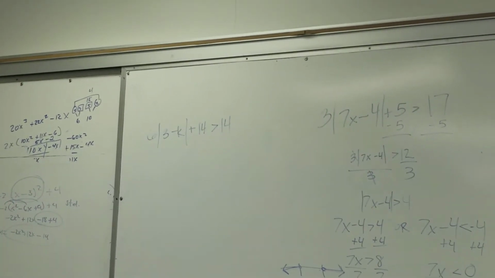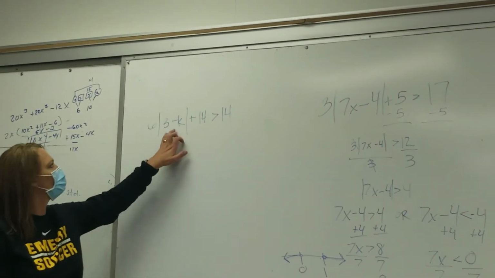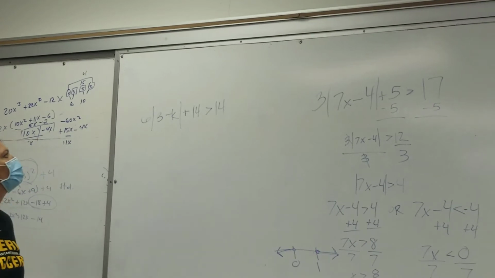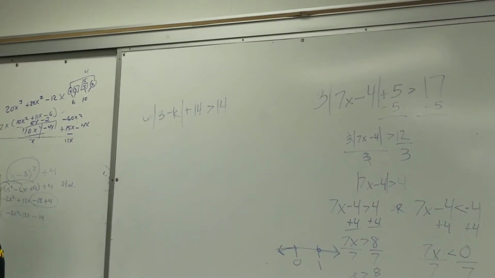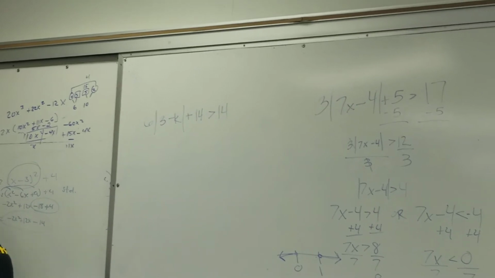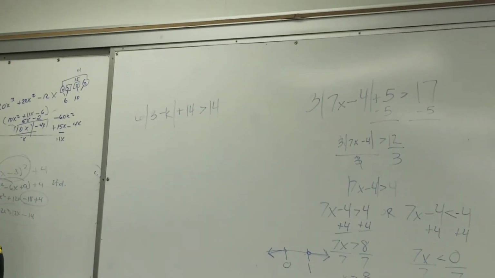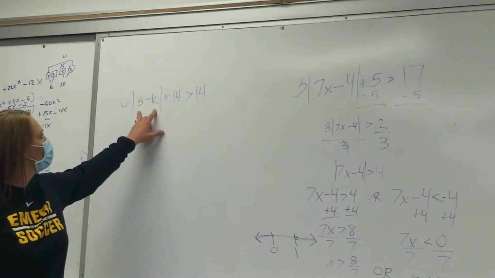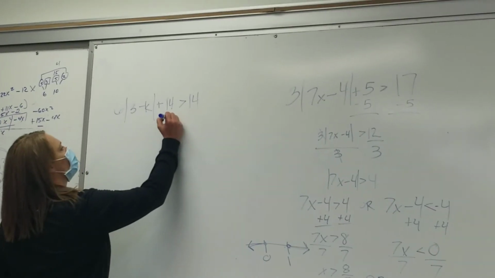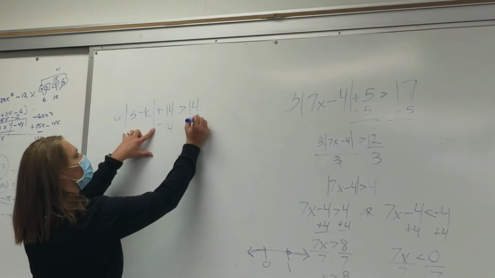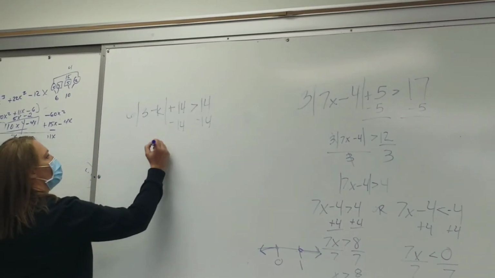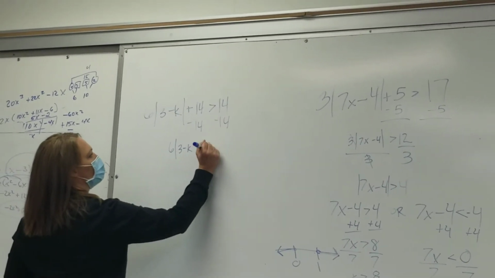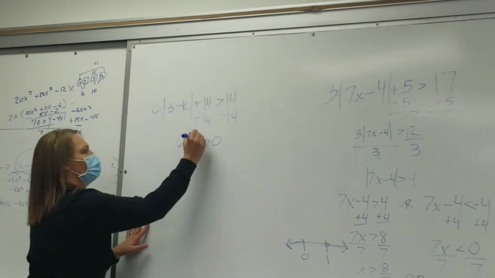So we have 6 times the absolute value of 3 minus k plus 14 is greater than 14. Okay? Canyon, what am I going to do first? You're going to do minus 14. We're going to minus 14 from both sides because we got to get the absolute value alone, right? Yep. So we're going to have 6 times the absolute value of 3 minus k is greater than 0. 14 minus 14 is 0, right? Yep.